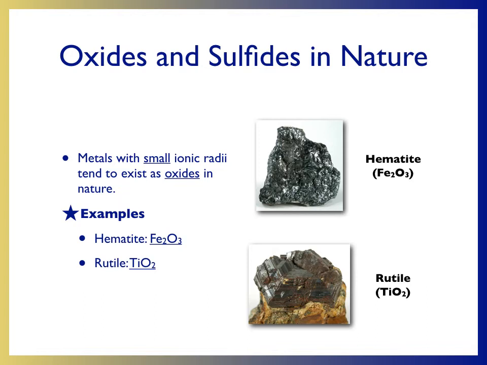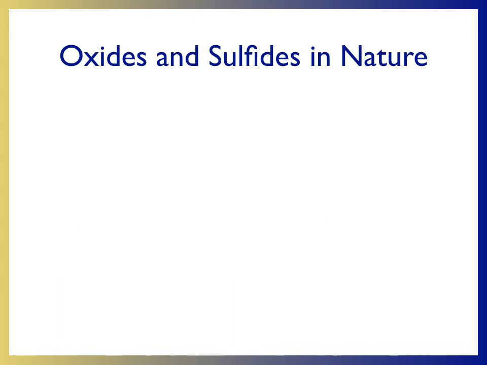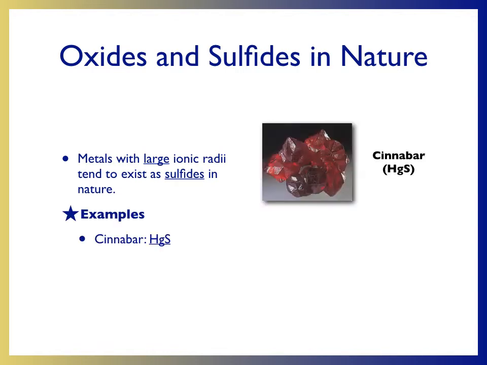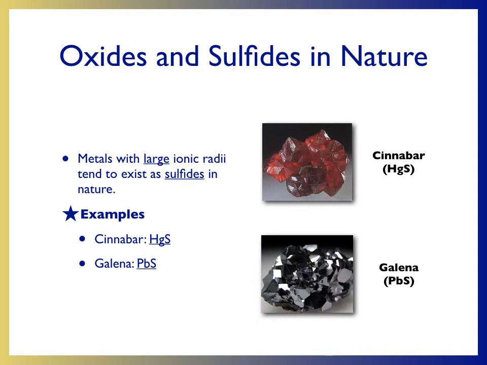Again, smaller atoms tend to form oxides that exist naturally in the Earth's crust. By contrast, sulfur tends to combine with larger elements, which have similar ionic radii. Some examples of larger atoms are the transition metals and late main group metals, such as mercury and lead respectively. Mercury combines with sulfur to form the mineral cinnabar, while lead combines with sulfur to form the mineral galena.